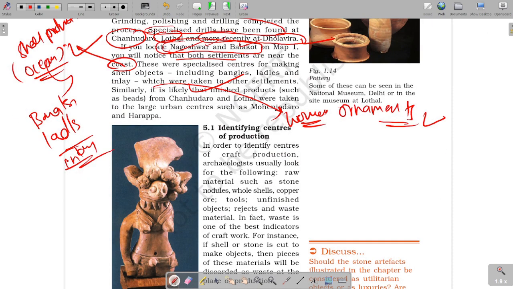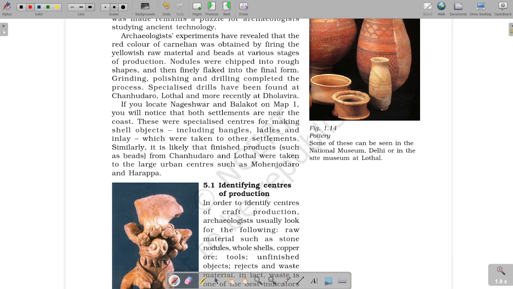Now this paragraph says that the finished products, such as beads from Chanu Dado, were taken from local centers to large urban centers like Mohenjo-daro and Harappa. Guys, here we see red carnelian. This red color was obtained by firing yellow raw material and beads at various stages.